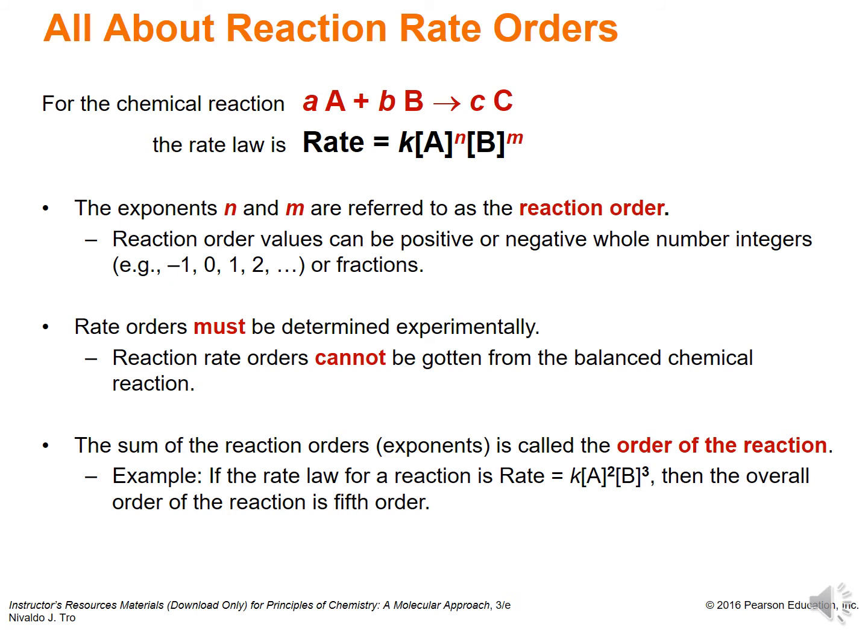In the case of rate equals k, A to the second power, B to the third power, it would be fifth order overall. We've taken the 2, the exponent, the order of A, plus the 3, the order of B, and we've added them to get fifth order overall behavior from that reaction.